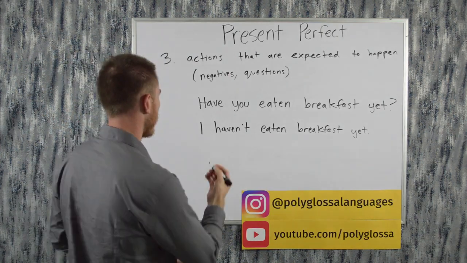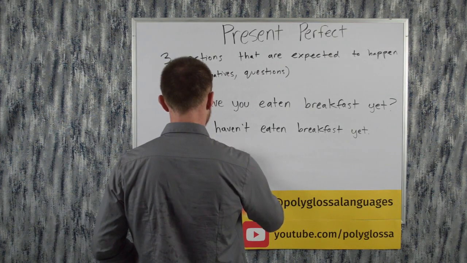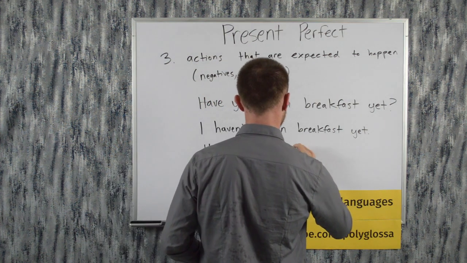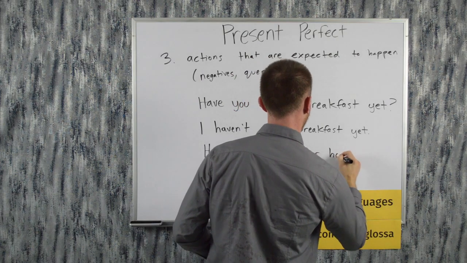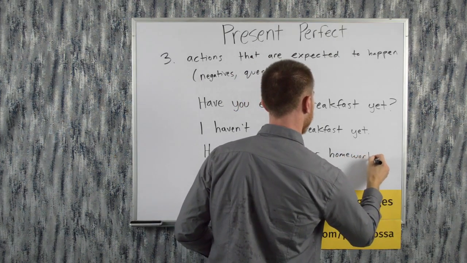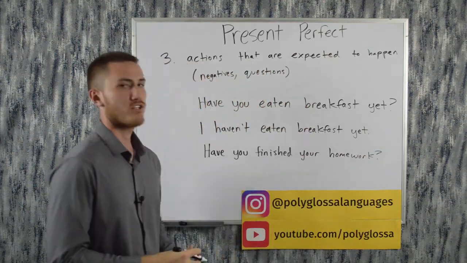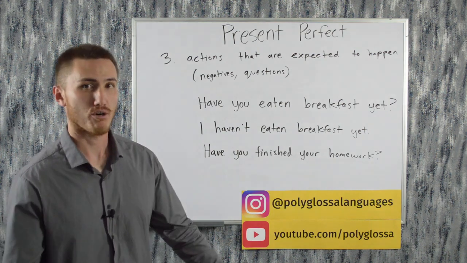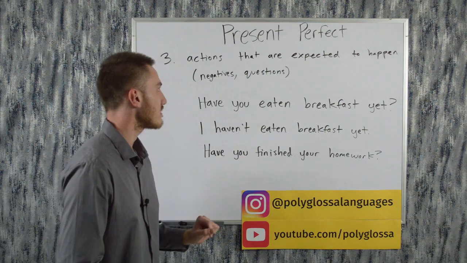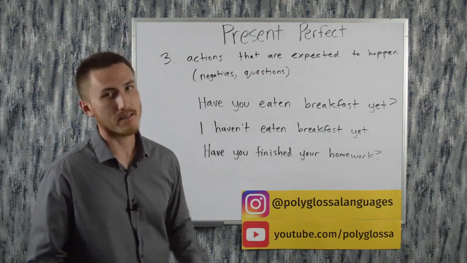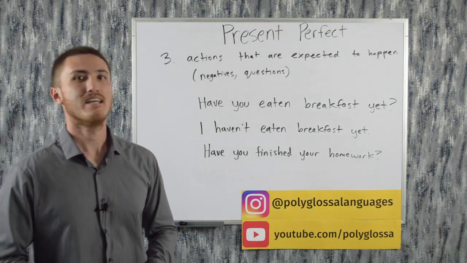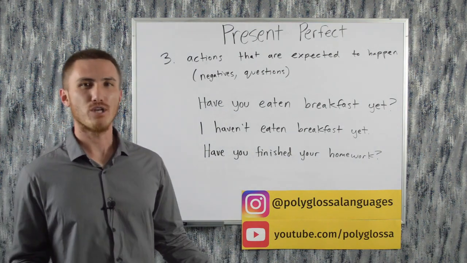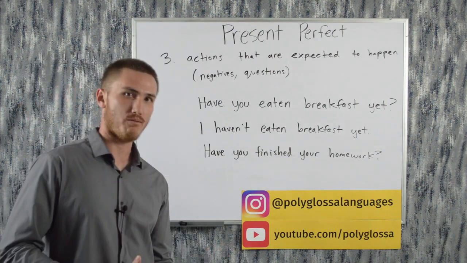Okay, let's see another example. I might ask, have you finished your homework? Okay? Have you finished your homework? So let's say I'm talking to my son and I want to know, have you finished your homework? I would ask it in the present perfect because I expect him to finish his homework, right? He has no choice. He has to finish. It's expected. But I just don't know if it already happened yet or no.